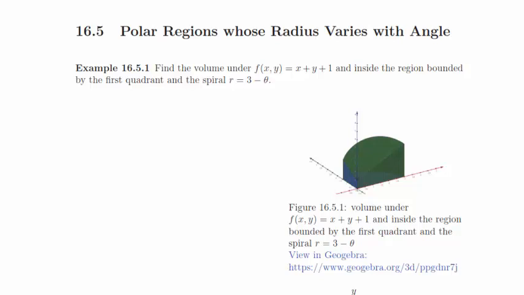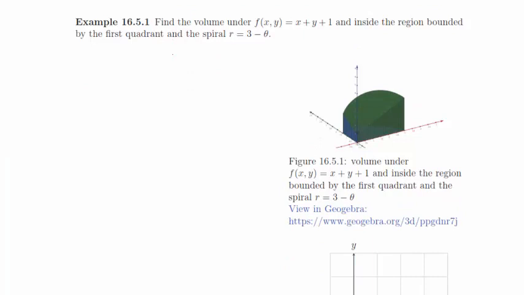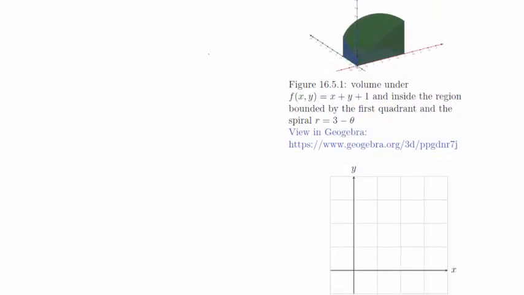So section 16.5, polar regions whose radius varies with angle. Example 16.5.1, find the volume under f of x, y equals x plus y plus 1, and inside the region bounded by the first quadrant and the spiral r equals 3 minus theta. We'll go ahead and look at the graph in a second. Let's just look at drawing that spiral in the first quadrant.